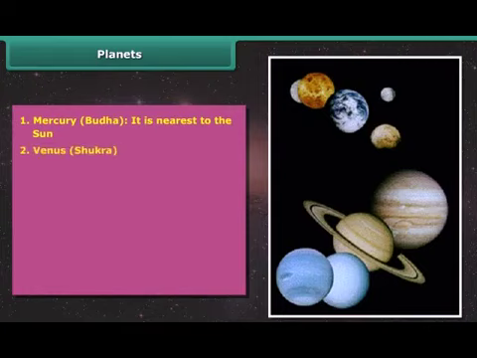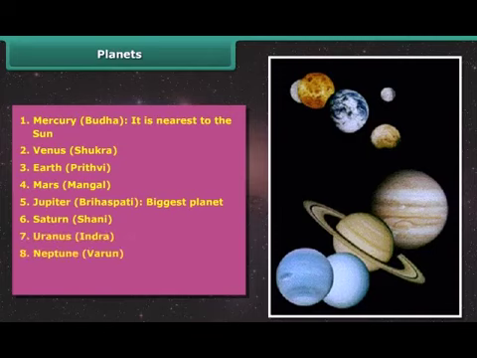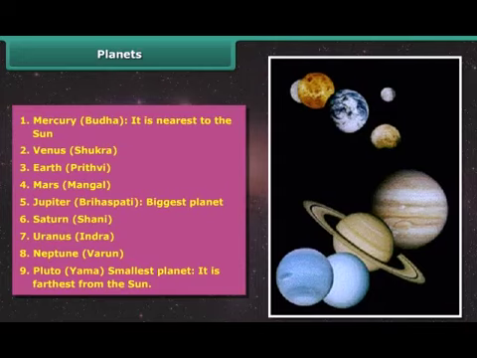Venus, Shukra. Earth, Prithvi. Mars, Mangal. Jupiter, Brihaspati, biggest planet. Saturn, Shani. Uranus, Indra. Neptune, Varun. Pluto, Yama, smallest planet. It is farthest from the Sun.